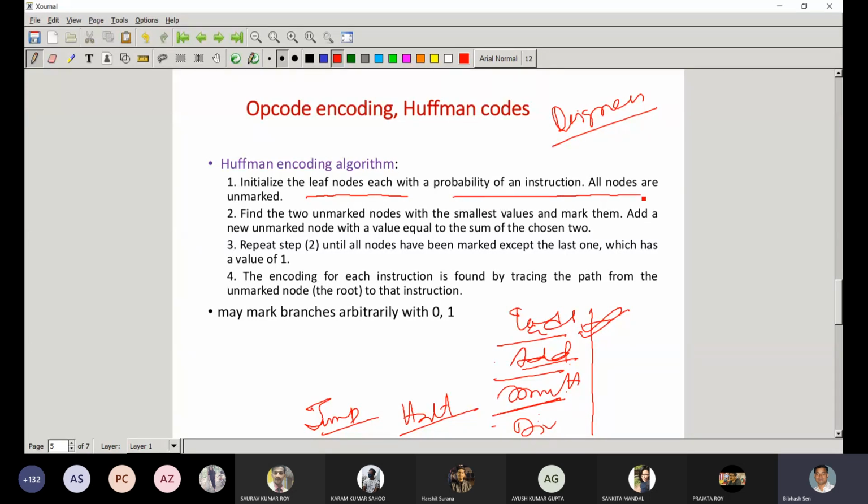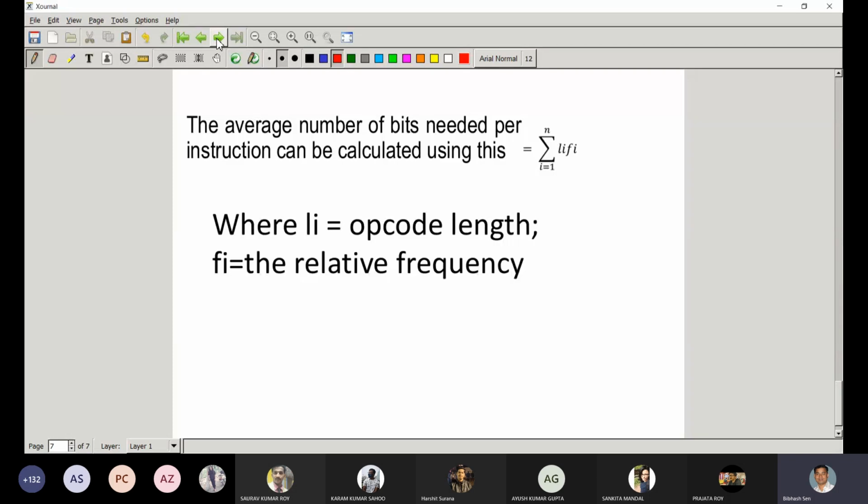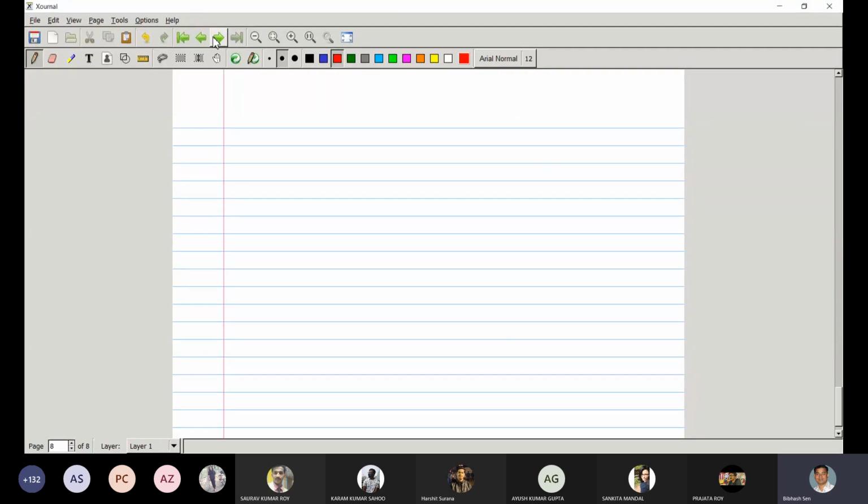So first of all, I have to go to the probability chart. That means suppose, extremely sorry, I have to open the latest PDF.